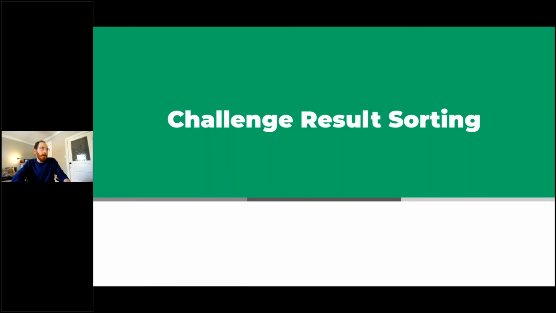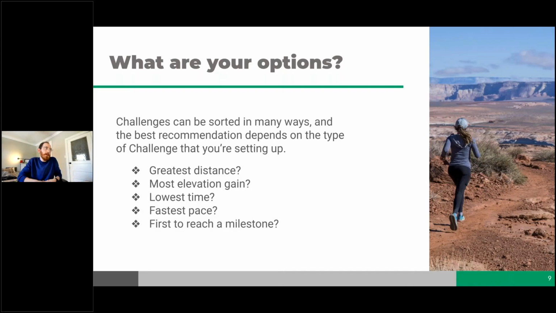Next, we'll talk about challenge results sorting. So challenges can be sorted in a few different ways, and our best recommendation depends on the type of challenge that you're setting up. So whether it's an open-ended one or a fixed distance one, we recommend different things. Do you want to say the person should be ranked ahead of someone else if they have a greater distance, or the most elevation gain, or the lowest time, or fastest pace, or the first to reach an endpoint? These are all questions you should ask yourself when you're trying to set these things up.